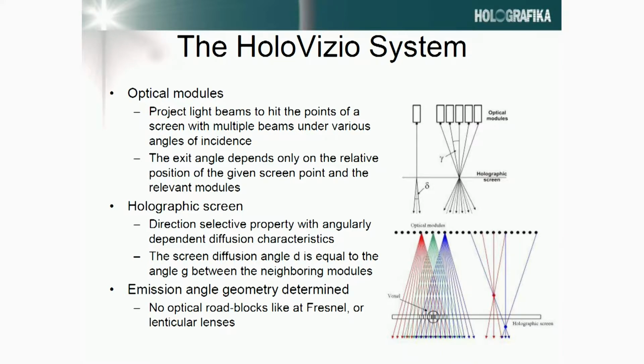Let's see what we can accomplish today out of these goals. What we have is a HoloVizio system, which is composed of optical modules and a holographic screen. As you can see, colored light beams come out of the optical modules. They act like projectors. And these colored light rays hit the holographic screen at various angles of incidence, and the exit angle will depend on the relative position of the screen point and the relevant modules.